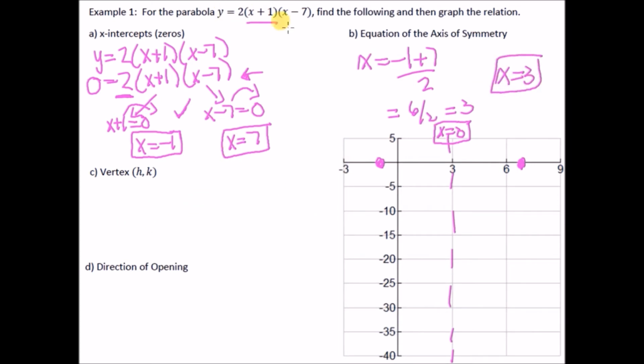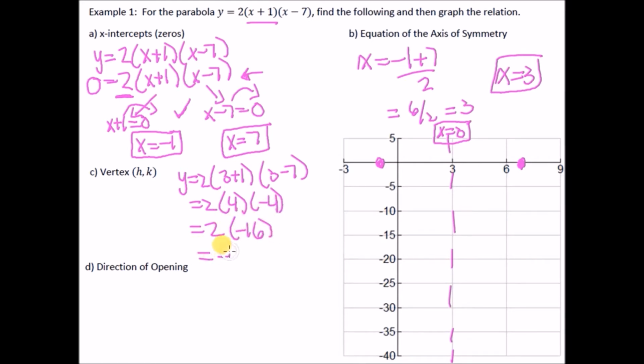Now our vertex. We have the full equation. So what we want to do is sub in this x equals 3 and solve for y. So let's go 3 plus 1, 3 minus 7. So I get 2 times 4 times negative 4. Well, 4 times negative 4 is negative 16, and that times 2 is negative 32. So our vertex is (3, negative 32). We just found this by simply subbing in the 3. We know the x value of the vertex, which is h, and we just sub it in and find the y. So this is down here.